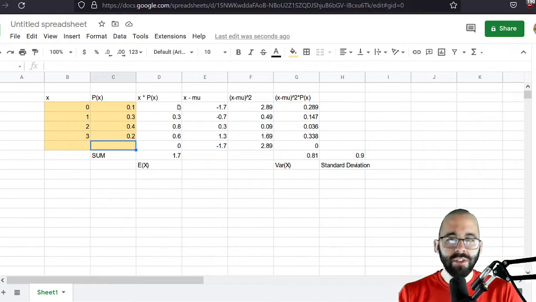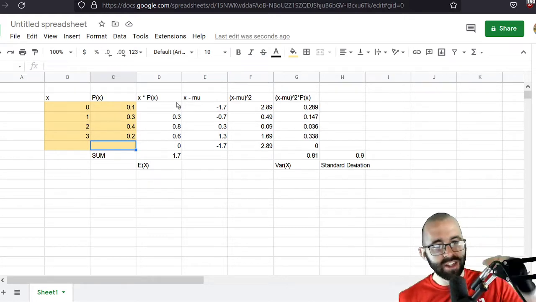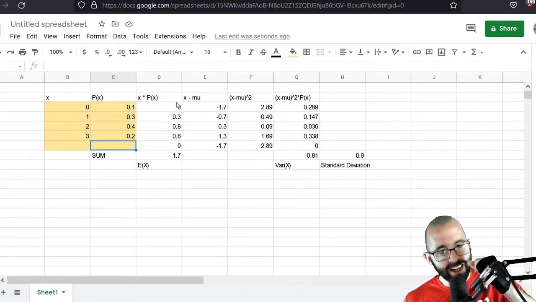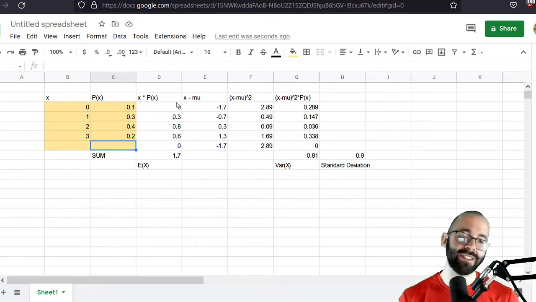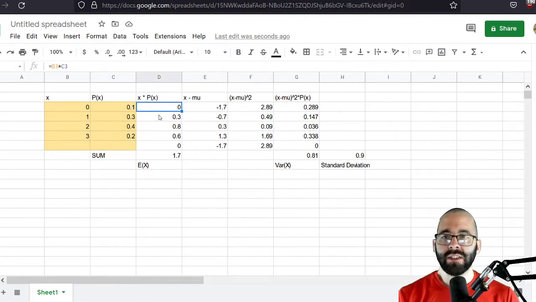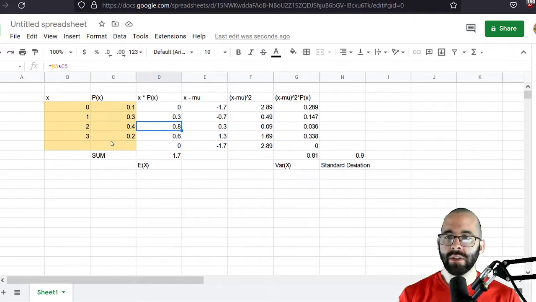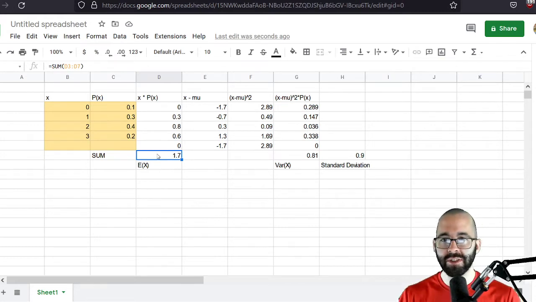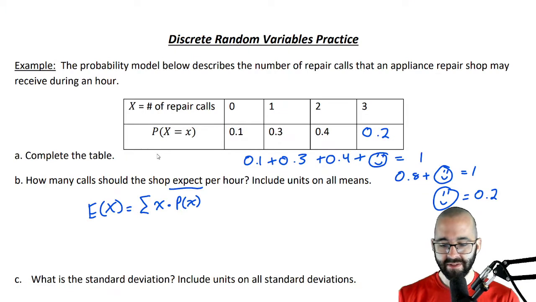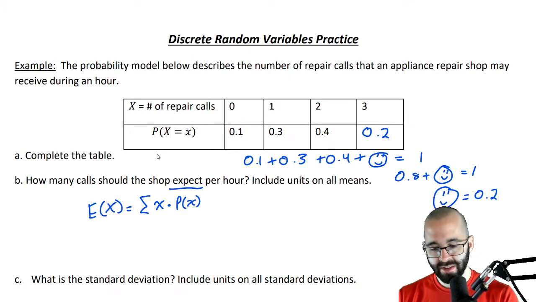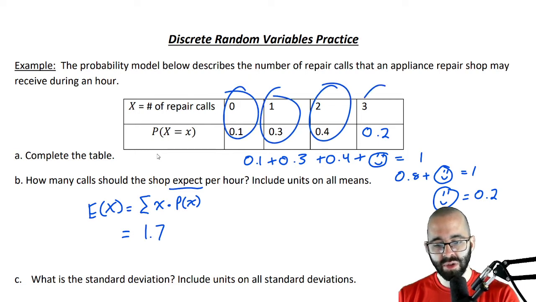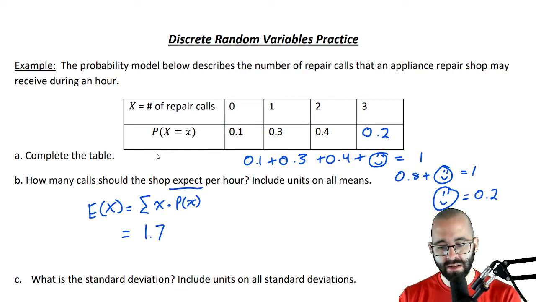And now look, all of our calculations from before are already done for us, which is why computers are nice. So multiply each of the x's by p of x. Let's look it over and make sure that, yep, that's multiplying them all out. Add them together. That's our expectation. That's our expected value, 1.7. Just multiply, multiply, multiply, multiply. Add all of those answers together. That's your expected value or our mean.